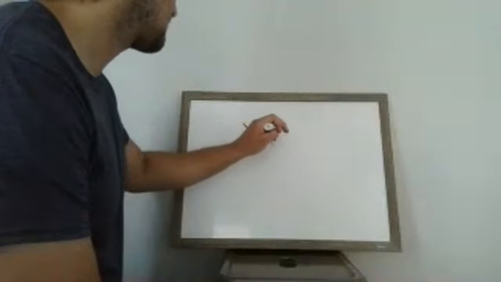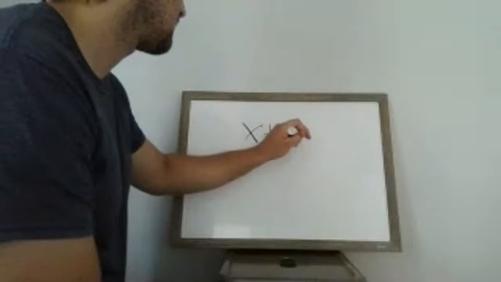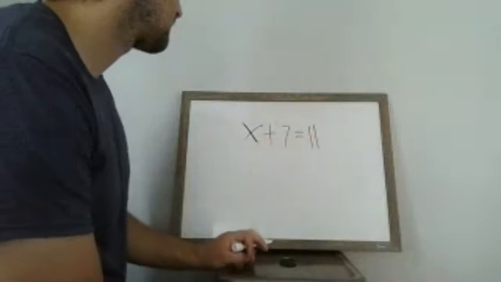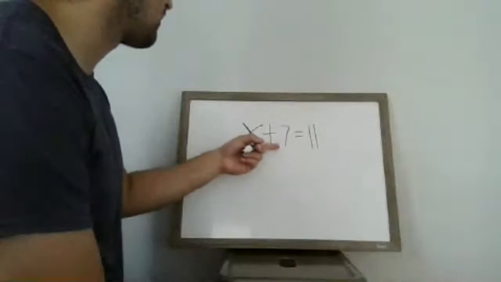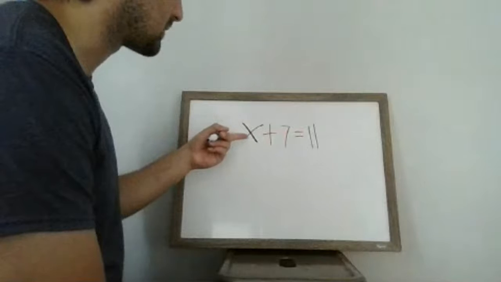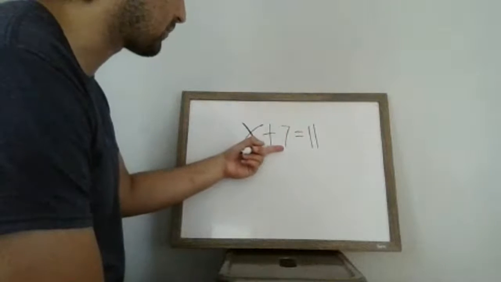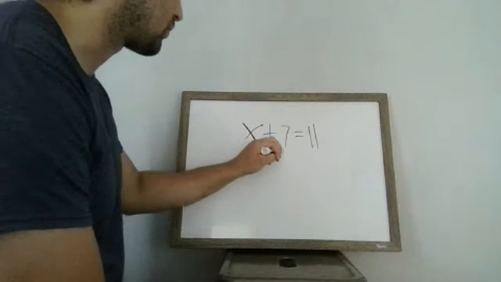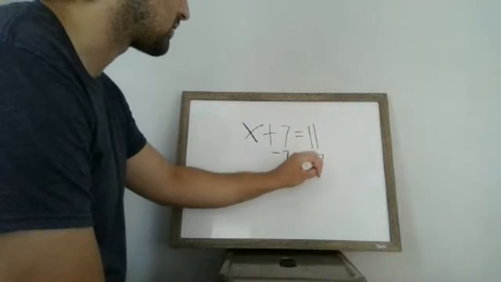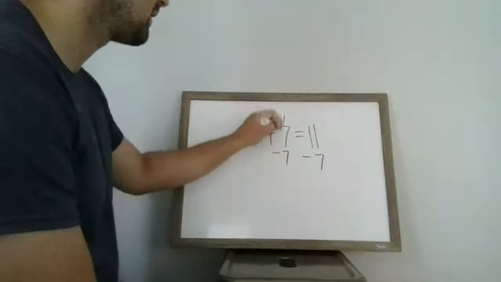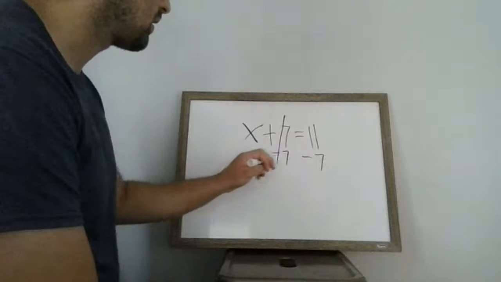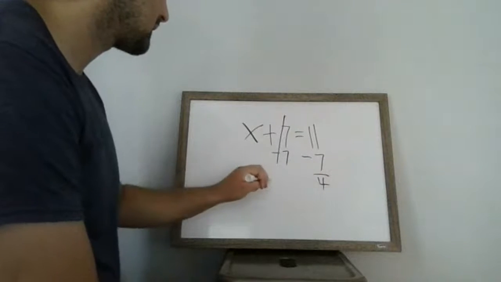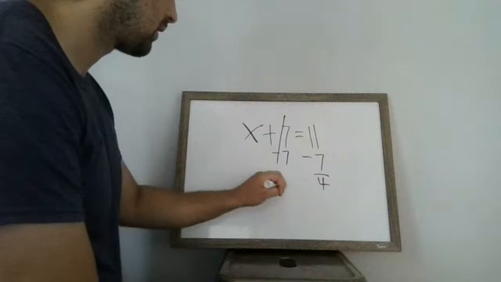All right, so x plus 7 equals 11. Whatever the operation is, in order to get the number on the other side of the equal sign, we got to do the opposite. So since the operation is addition, we got to subtract the 7 to get it on the other side of the equal sign. So minus 7, 11 minus 7 equals 4. So x equals 4.